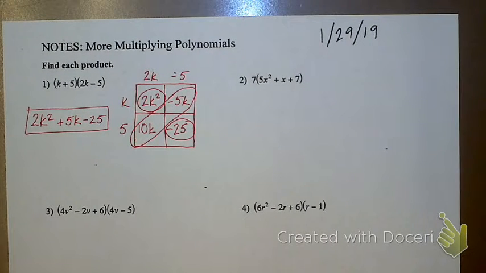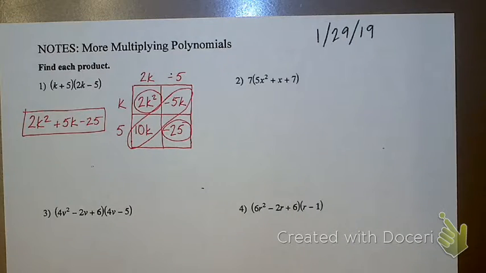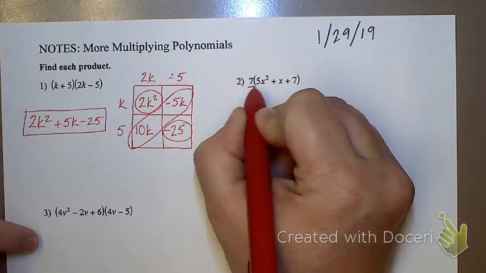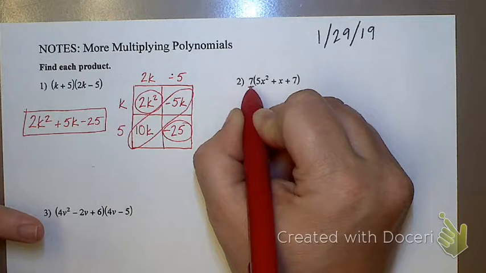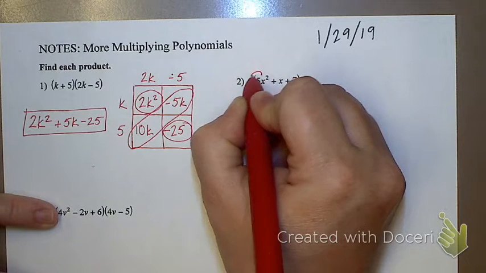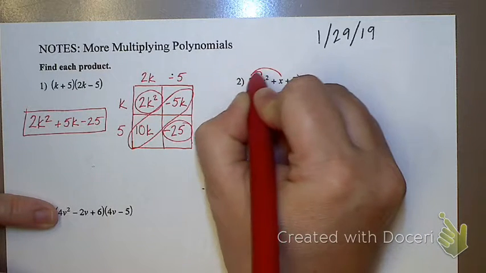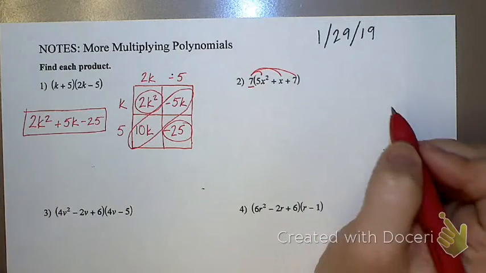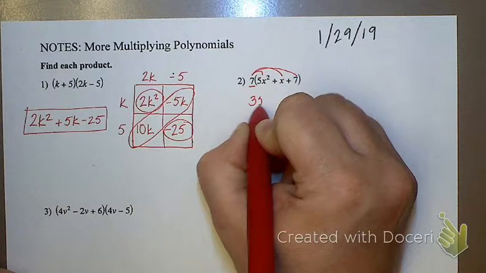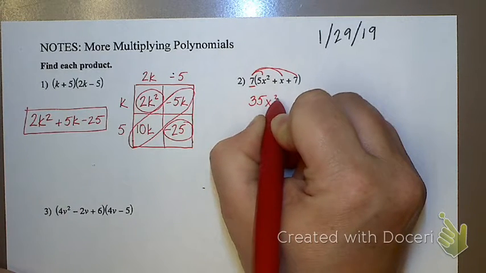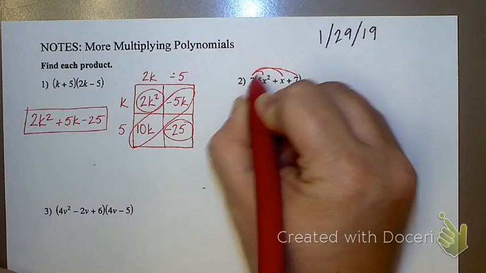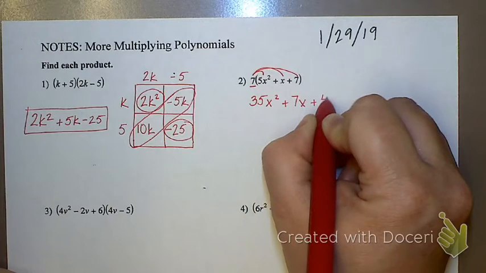Number 2 would have been on your homework from the night before, so we're reviewing that as well. I have a number out front. It could be out back, but you just need to make sure that it's connected to the parentheses by multiplication. And I'm going to take this and I'm going to distribute it. I have to distribute it there, there, and there. I have to distribute it to all the parts. So 7 times 5x squared, that would be 35x squared. 7 times x would be positive 7x. And then 7 times 7 would be positive 49.